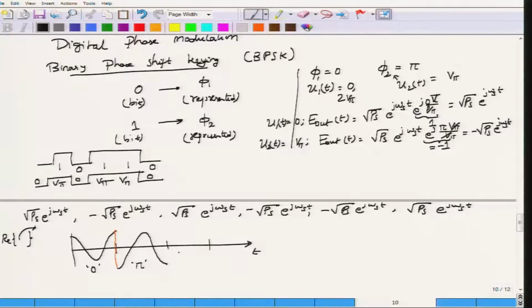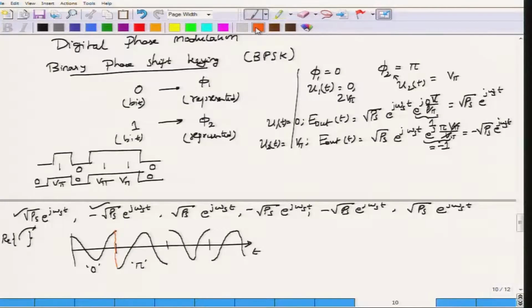What should be the next waveform? Well, I have done square root Ps e power j omega st, I have done this one. Now, I should again get square root Ps cos omega st, which would be a signal that would look like this, right. It would be a signal which is a cosine waveform. Then I should have a minus square root thing.